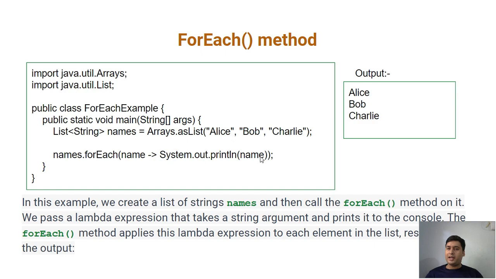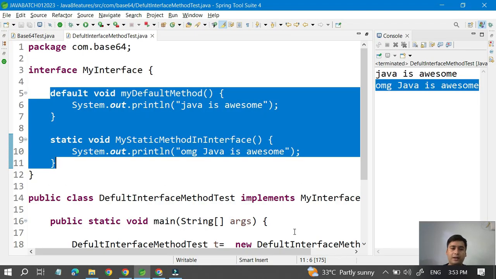You can see here and you can see the output also. For example, we have a list of names. What we can do is names.forEach, applied on the collection, and you can print each and every element one by one with the help of a lambda expression. In this example, we create a list of string names and call the forEach method on it. We pass a lambda expression that takes a string argument and prints it to the console. The forEach method applies the lambda expression to each element in the list. I hope you understood so far, but let me take an example so that you can understand it in a better way.